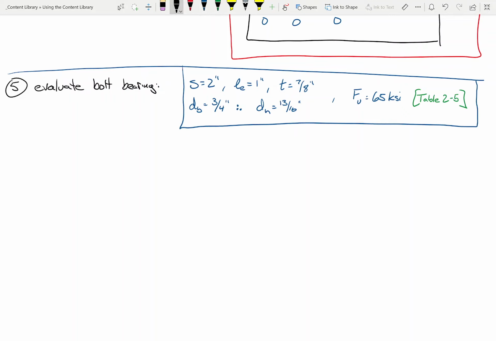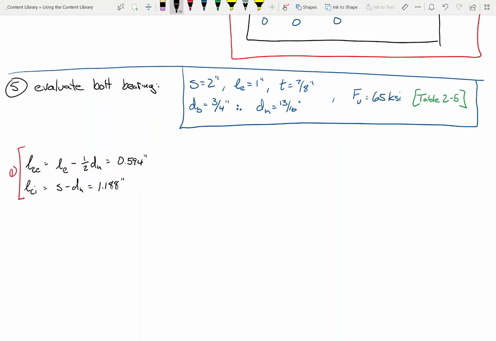Like I said, I'm going to do this part real fast, but what do we have? We have LCE, which is LE minus 1/2 DH. We have LCI, which is S minus DH. I'm going to go ahead and just do these for you. This comes out to be 0.594 inches. This comes out to be 1.188 inches. And that's our first step.